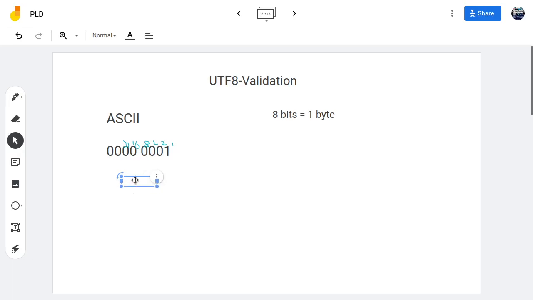Tiny letters. I think this will be better. So I need to wipe this off.